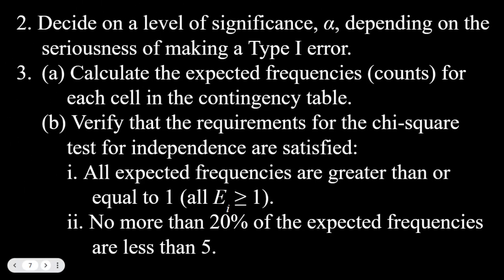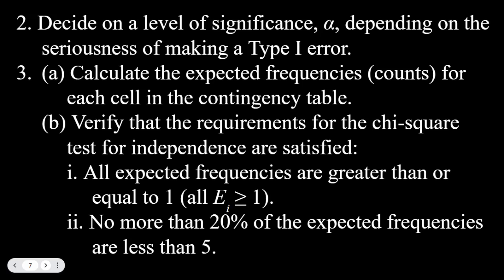After we have done that, we are going to decide on a level of significance, alpha, depending on the seriousness of making a type 1 error. We will calculate the expected frequencies, which we just did an example of how to do, the expected counts for each cell in the contingency table. That's honestly going to be the hardest part of our job here.